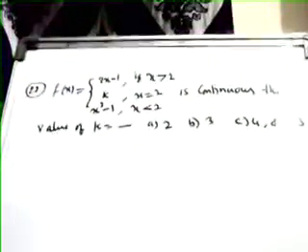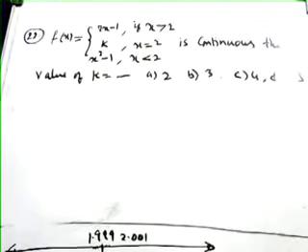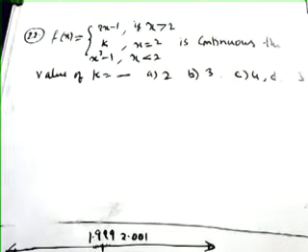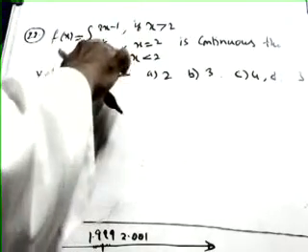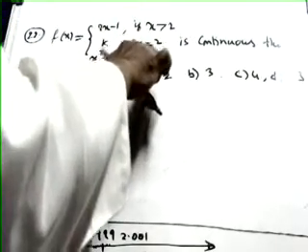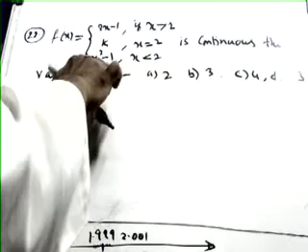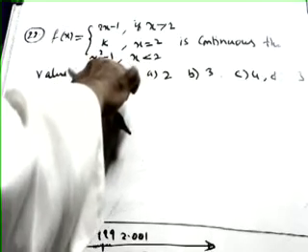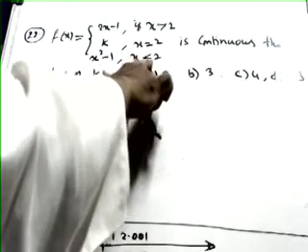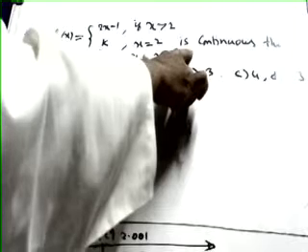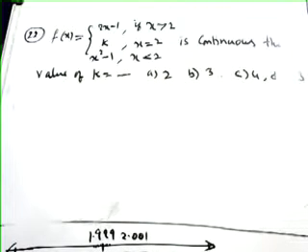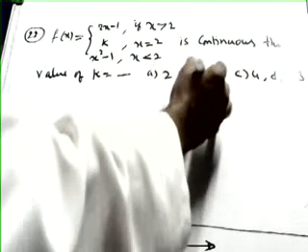Next question. Now see here, f of x equals 2x minus 1 if x is greater than 2, its value is k if x equals 2, and its value is x square minus 1 if x is less than 2. Okay, so f is continuous. Then find the value of k.